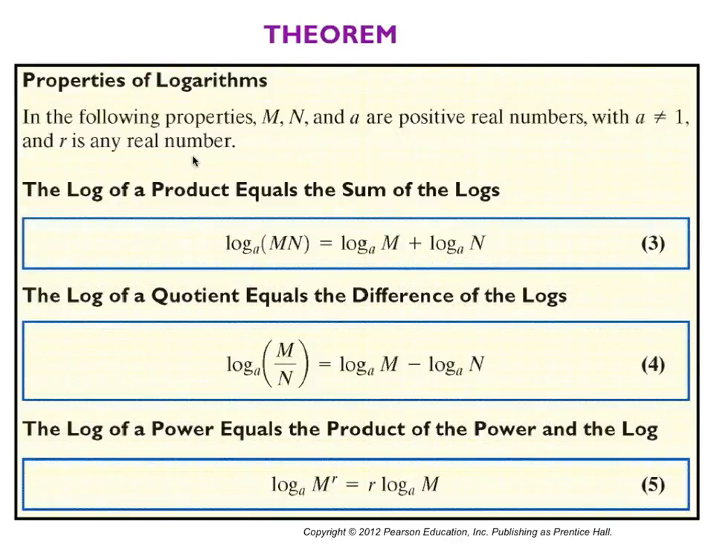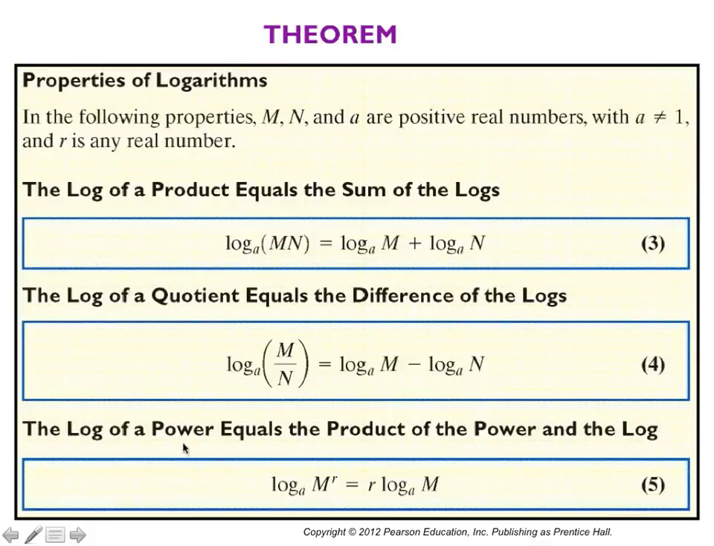So there are a couple of other useful theorems that we're going to use. If we have two things that are multiplied, log base a of m times n, you can split this into the sum of the logs. So this is going to be log base a of m plus log base a of n. Now if we have a quotient, log base a of m over n, you can change this so that you're subtracting. So this is going to be log base a of m minus log base a of n.